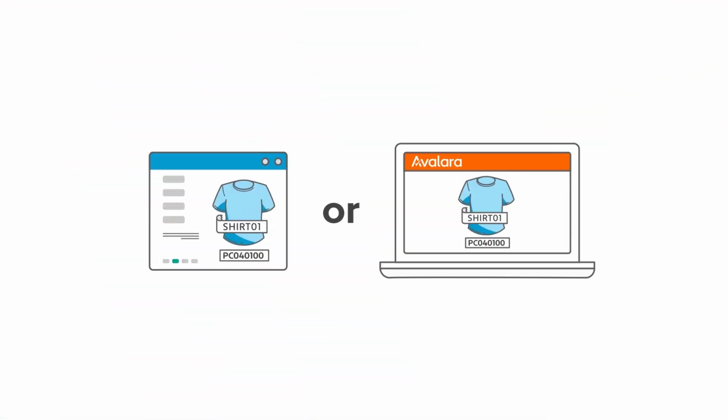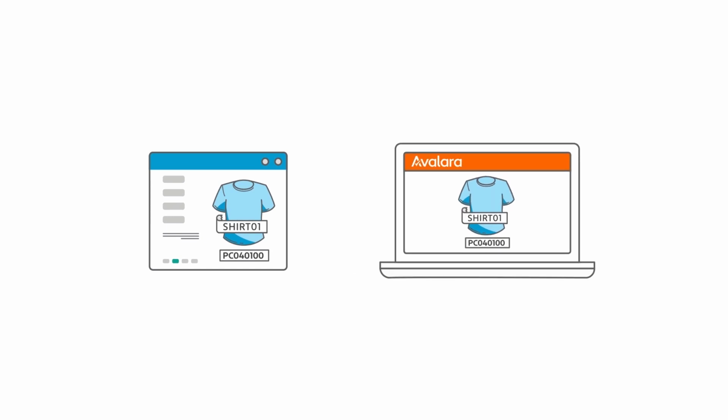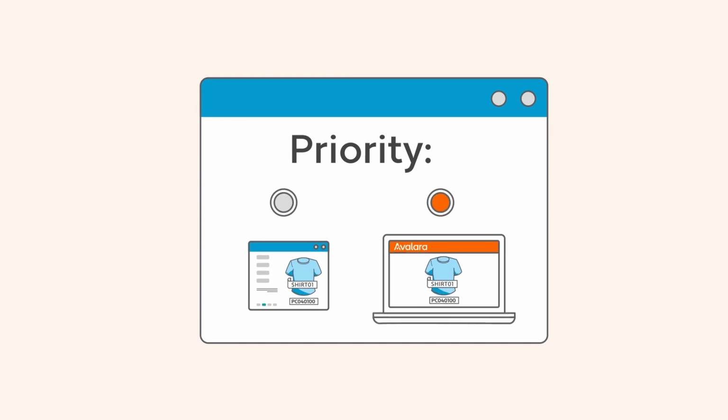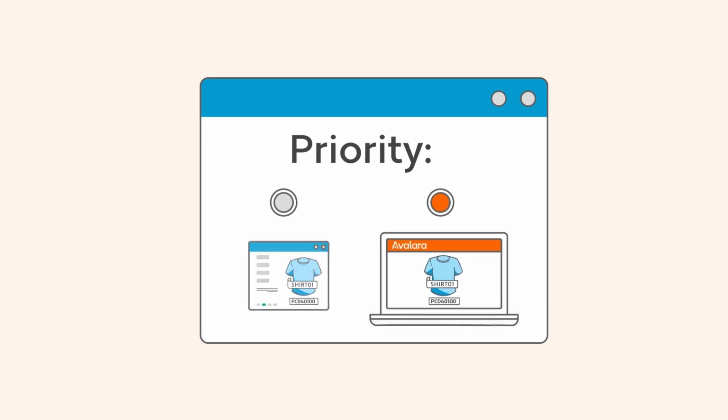It's best to map in either your business application or Avalara, but not both. If you do map in both places, your tax code handling settings will tell us which mapping should take priority. By default, we prioritize tax codes mapped in your Avalara account.